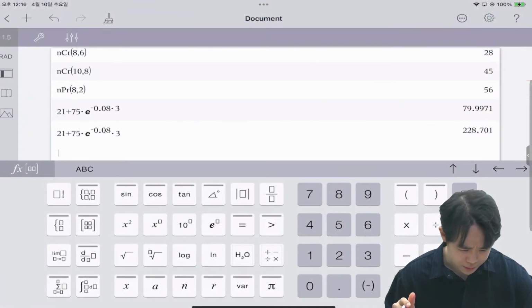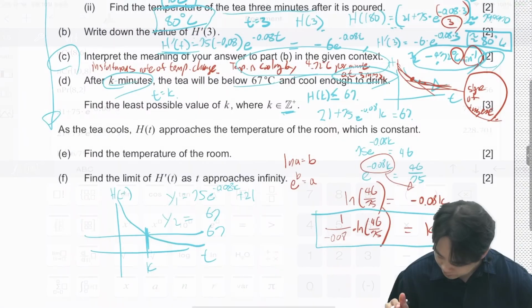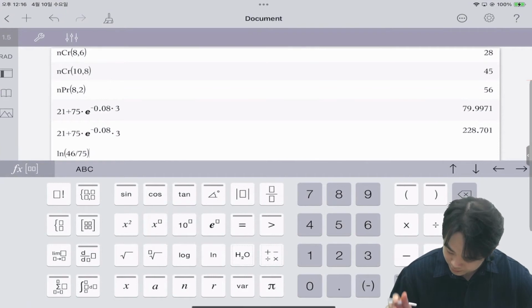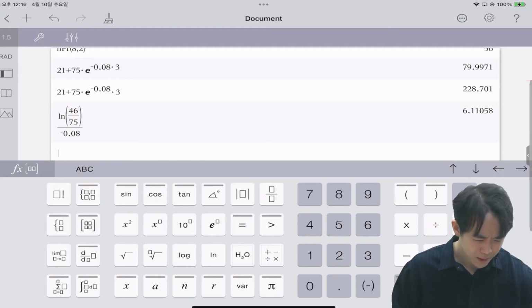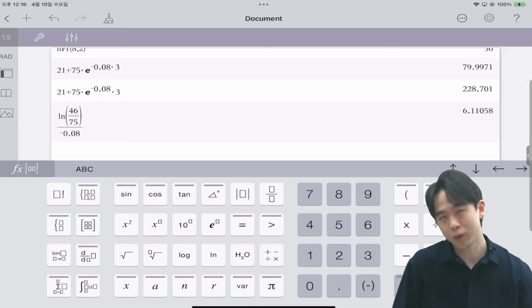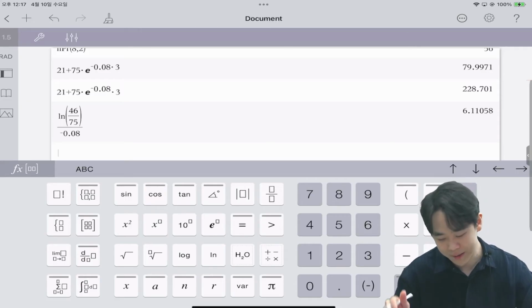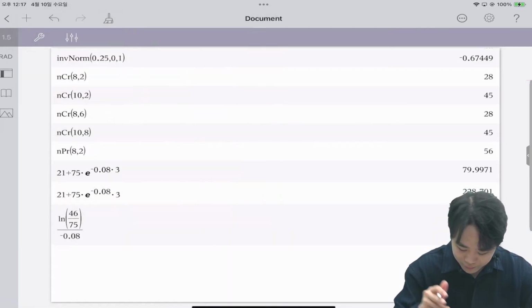So what I want to do is I first want to do ln of 46 over 75, right? So that was what I was going for. So ln of 46 over 75 divided by negative 0.08. That gives me 6.11. Okay, so at 6.11 minutes, our tea is going to cool down to 67 degrees Celsius, right? So I might want to wait until the 7-minute mark so that it's cool enough to drink. Okay, next let's check the graph here as well.